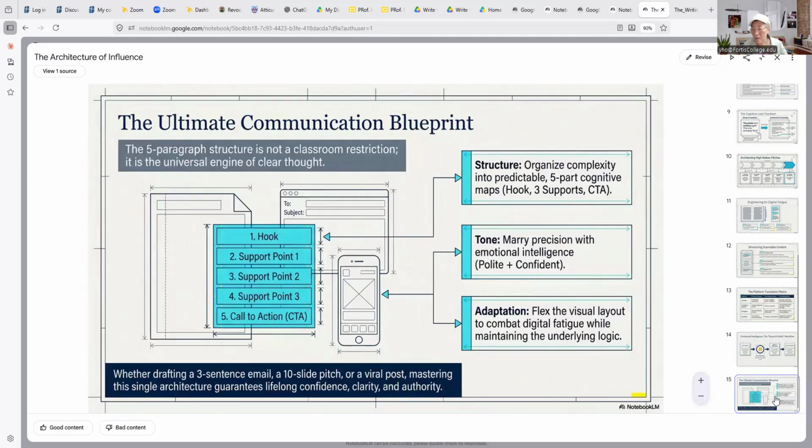And so therefore, I think this is the last slide. Yay, finally this is almost over. And so using the 5-paragraph essay structure is the ultimate communication blueprint. The 5-paragraph essay structure is not a classroom restriction. It is the universal engine of clear thought. You're able to structure your thoughts in an organized manner that people can understand. You always start with the main idea, then you back it up with 3 points that justify the main idea. And then you always make sure that you have good structure, considering your audience, right?